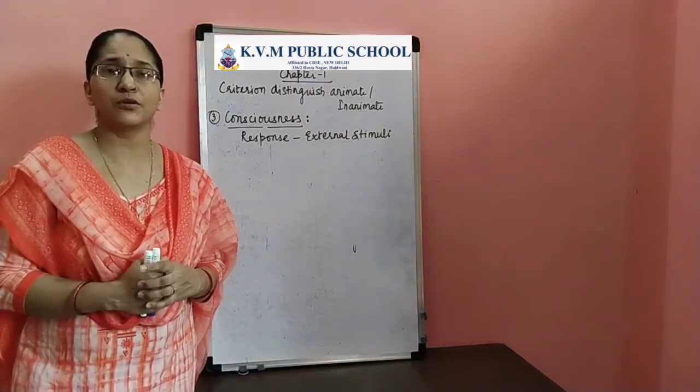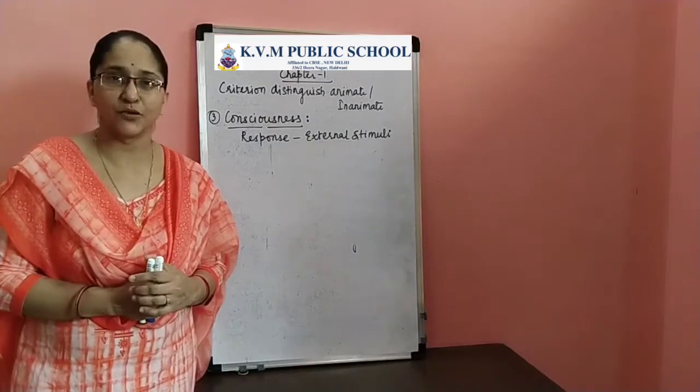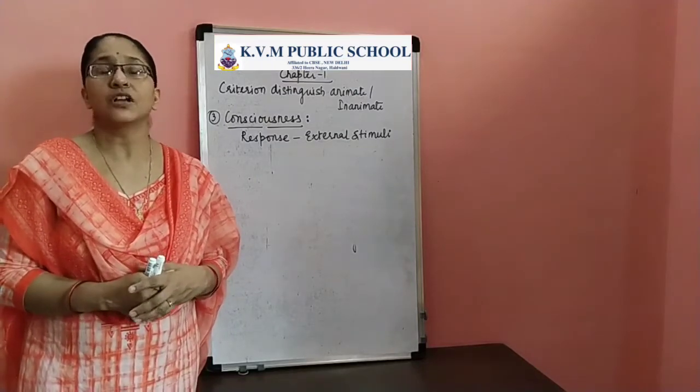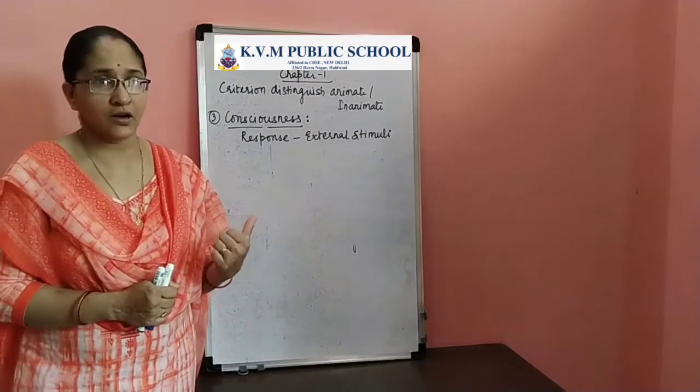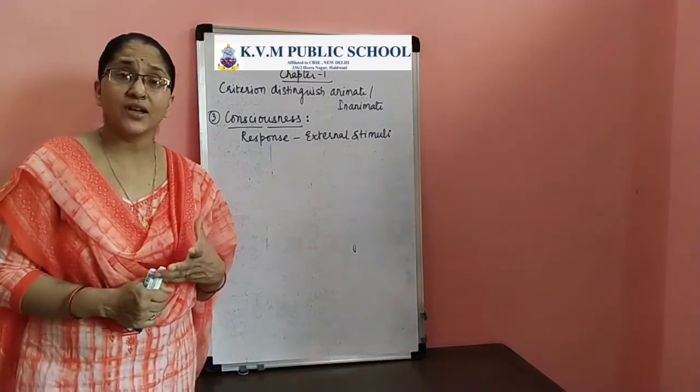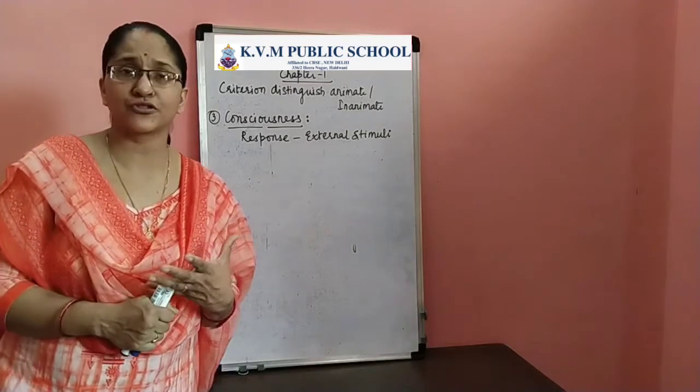In the next module, we'll be talking about the binomial system of nomenclature, discussing systematics, and talking about taxonomy. That was all for now. We'll deal with the remaining portion in the next module.